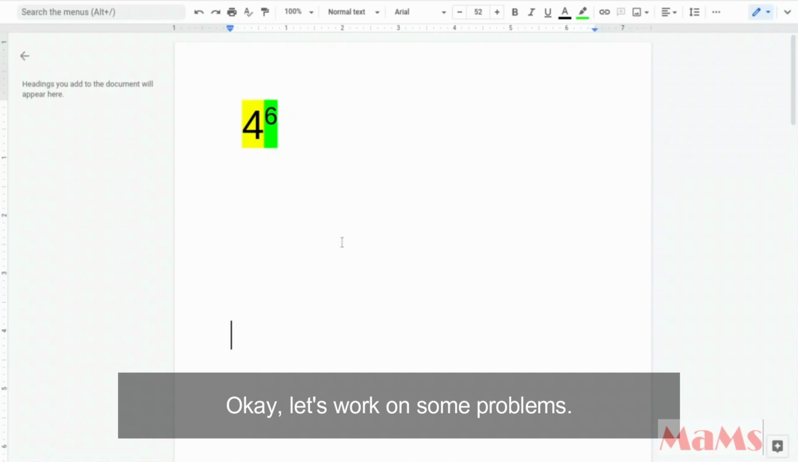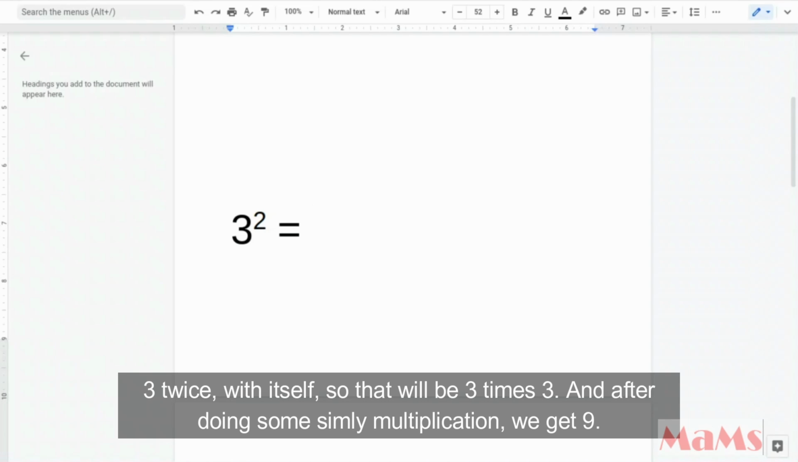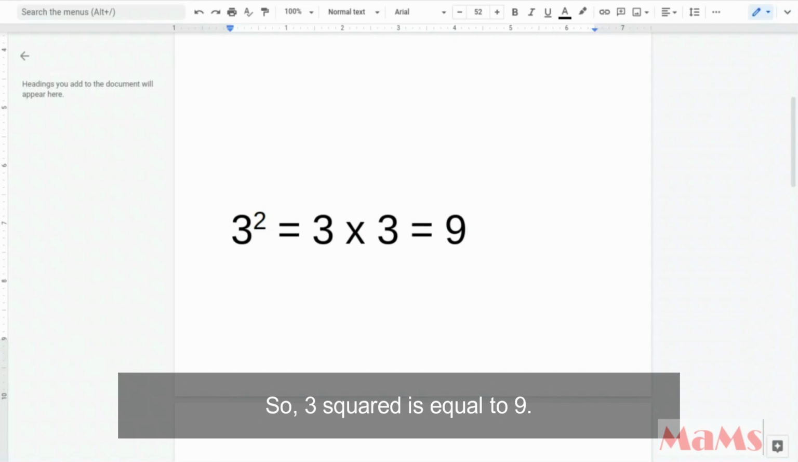Okay, let's work on some problems. So our first problem is 3 squared. Now, as you can see, the exponent is a 2, which means that we'll be multiplying 3 twice with itself. So that'll just be 3 times 3. And after we do some simple multiplication, we get that 3 times 3 is 9. So 3 squared is equal to 9.